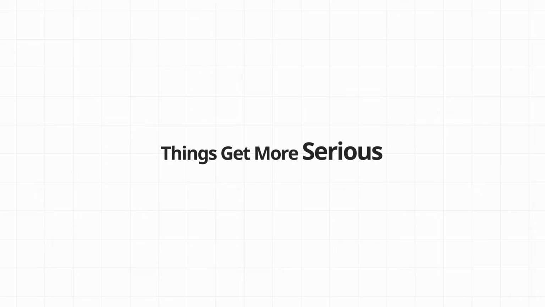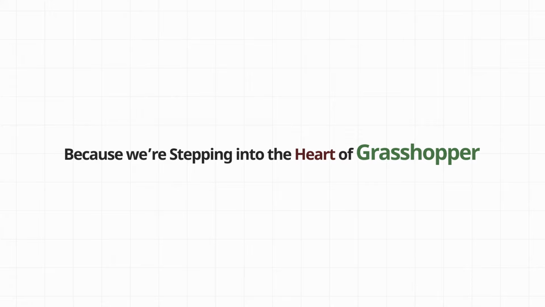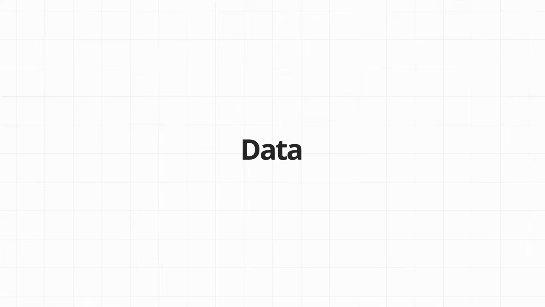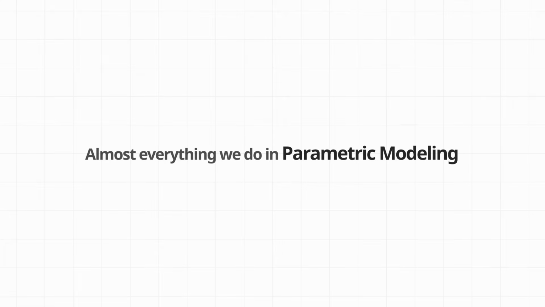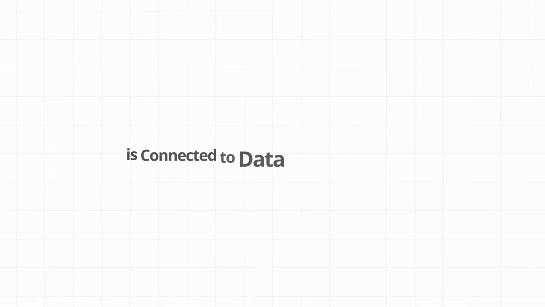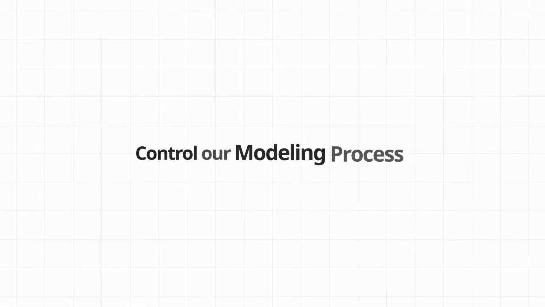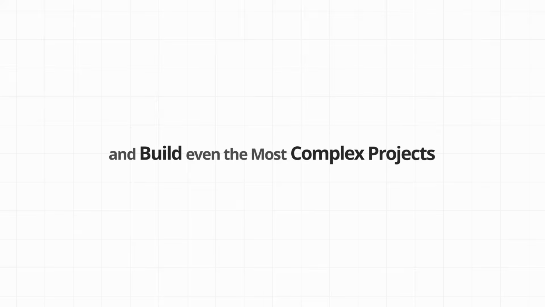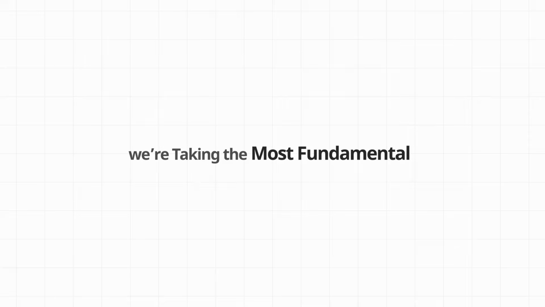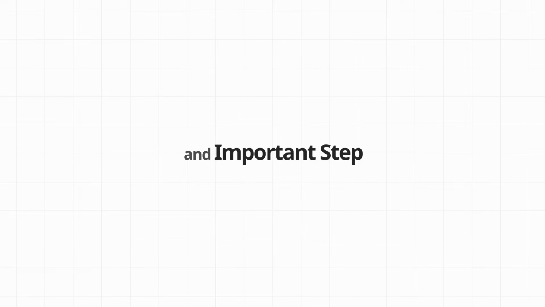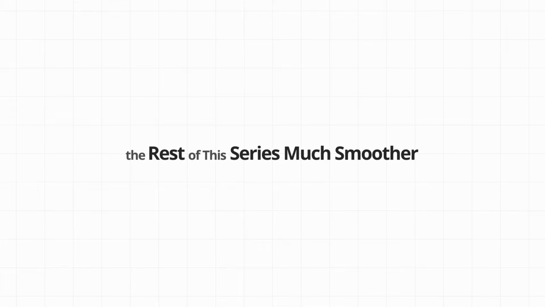But starting from this episode, things get more serious. Because we're stepping into the heart of Grasshopper: data. Almost everything we do in parametric modeling, directly or indirectly, is connected to data management. If we understand the concepts of data, list, and later tree correctly, we can think systematically, control our modeling process, and build even the most complex projects without trouble. So today, we're taking the most fundamental and important step, a step that will make your path through the rest of this series much smoother.